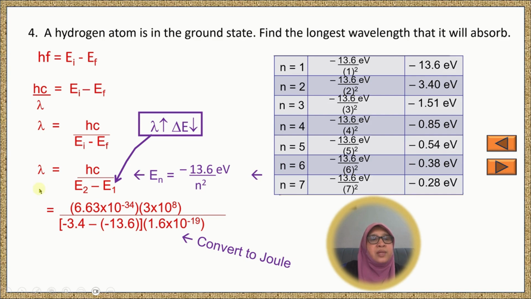And then lambda's unit is in meter, so it is in SI unit. We need to convert the energy in electron volt into joule, the SI unit. So we multiply by 1.6 times 10 to the power of negative 19. This converts energy in electron volt to joule. Then we substitute c, the speed of light, and the Planck constant. So we get the wavelength 1.22 times 10 to the power of negative 7 meter.